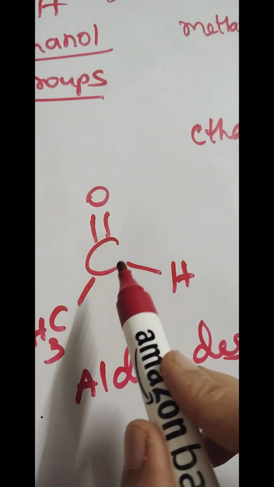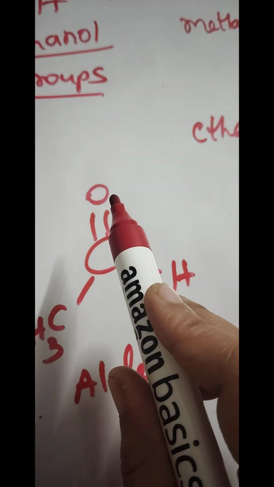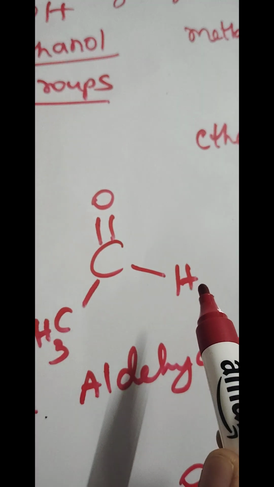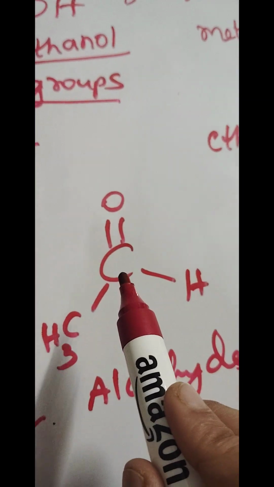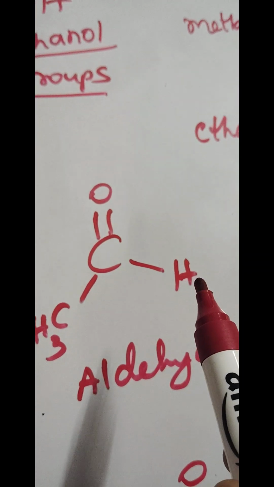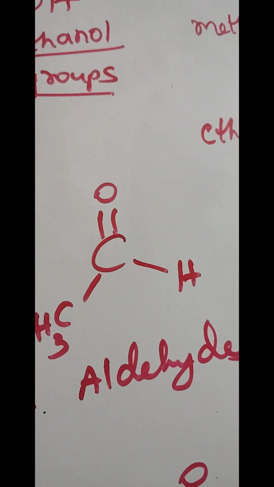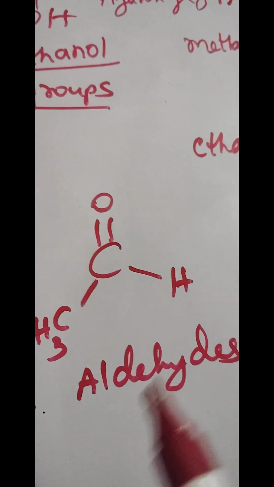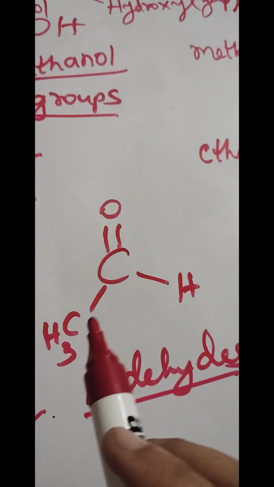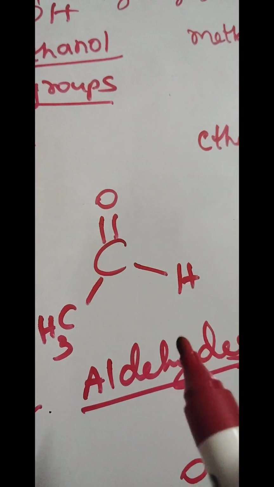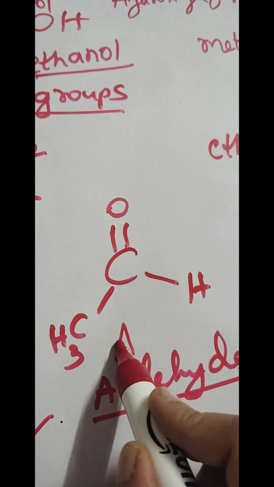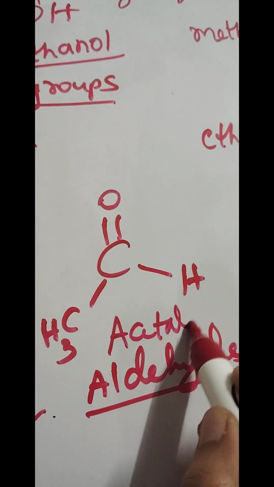You can see that if the carbonyl carbon, that is the C double bond O group, is attached directly to one hydrogen and one CH3 group on the other side, it means the carbonyl carbon will compulsorily be attached to one hydrogen and one alkyl group on the other side. If this is the case, we call them aldehydes. This is also one of the famous molecules, CH3CHO. It also has a common name, acetaldehyde. What is the common name of this? It is acetaldehyde.